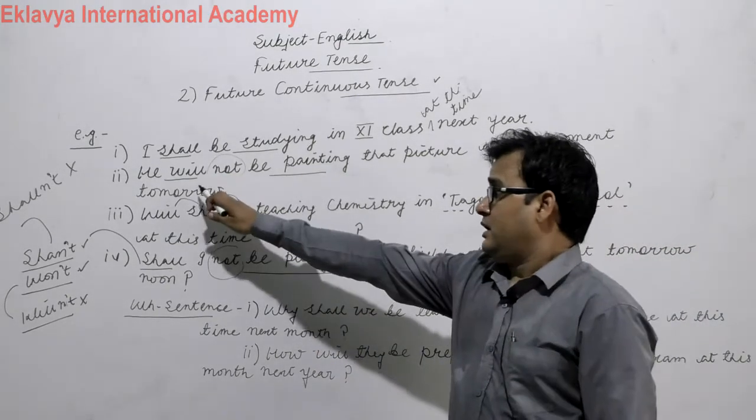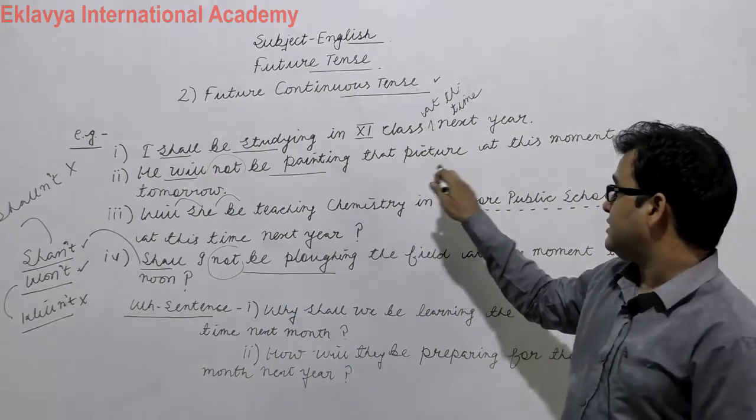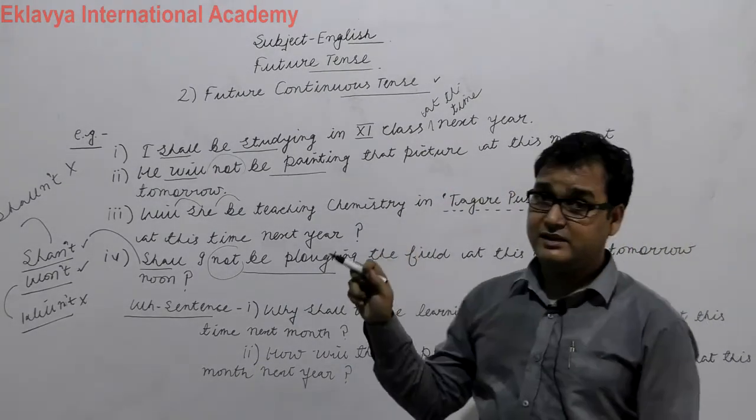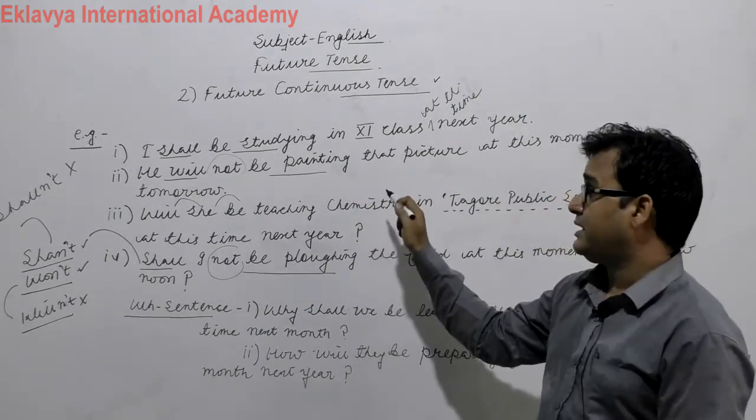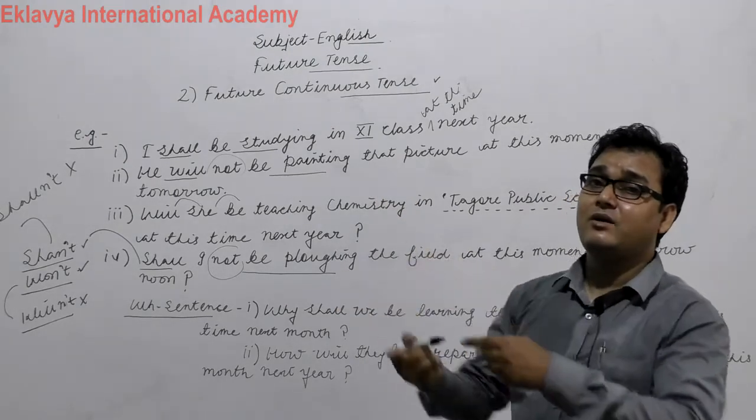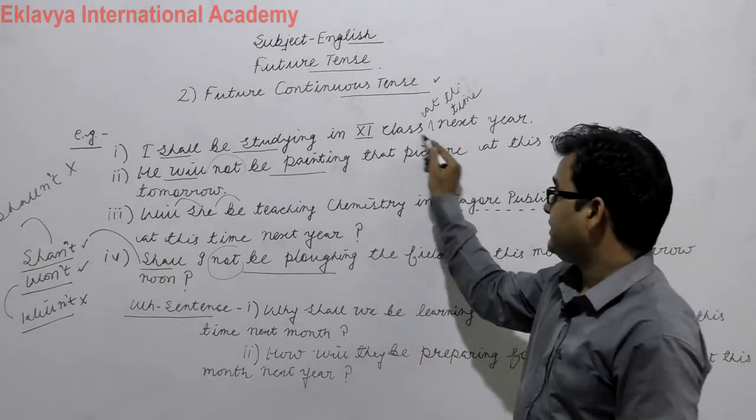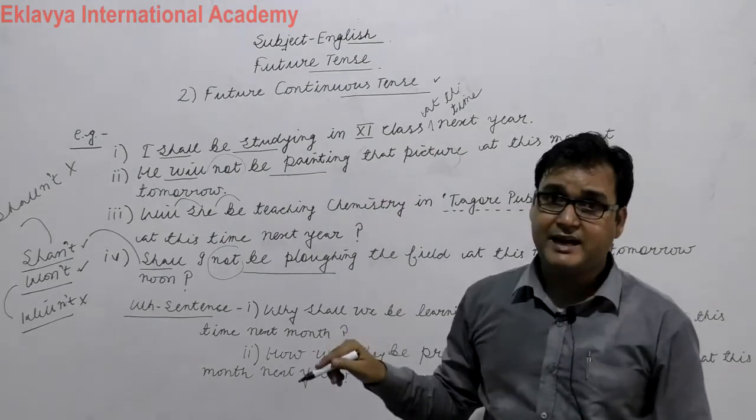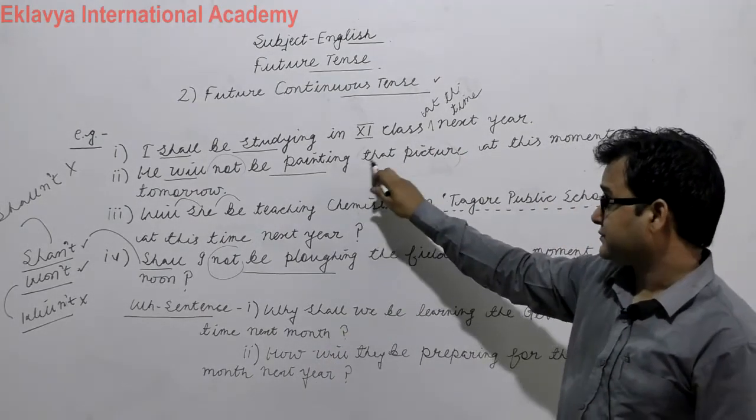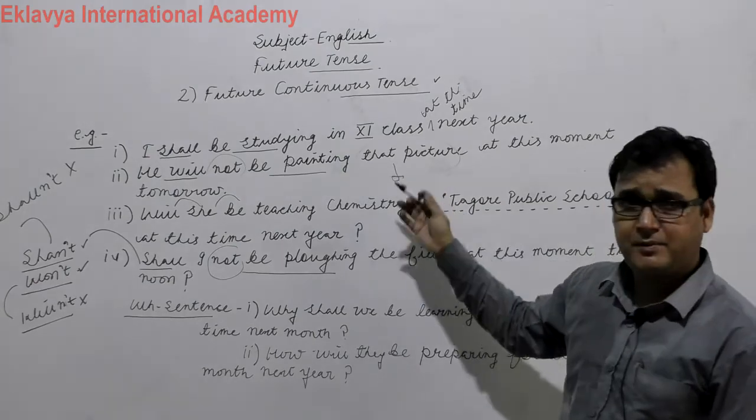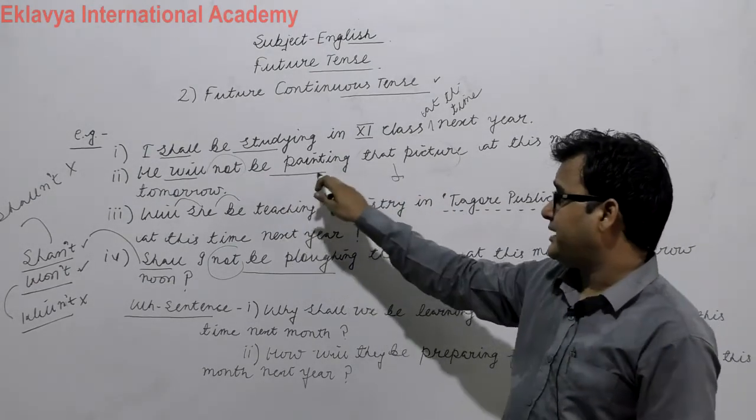Okay, he will not be painting that picture at this moment tomorrow. At this moment tomorrow he will not be painting. मैं पेंटिंग नहीं कर रहा होगा. किस चीज़ को? that picture, उस पिक्चर को. Okay, that picture is exactly the object here, pure object है यहाँ पे. He will not be painting that picture.